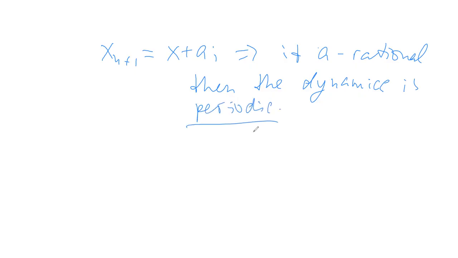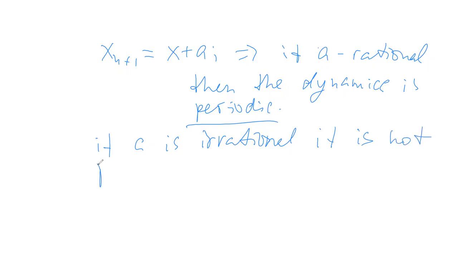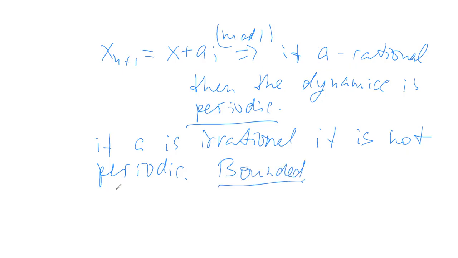Also, the orbit is periodic. And if a is irrational, it is not periodic. On the other hand, mod 1, it's bounded. And these kinds of solutions, which are not periodic and bounded, are not chaotic either.